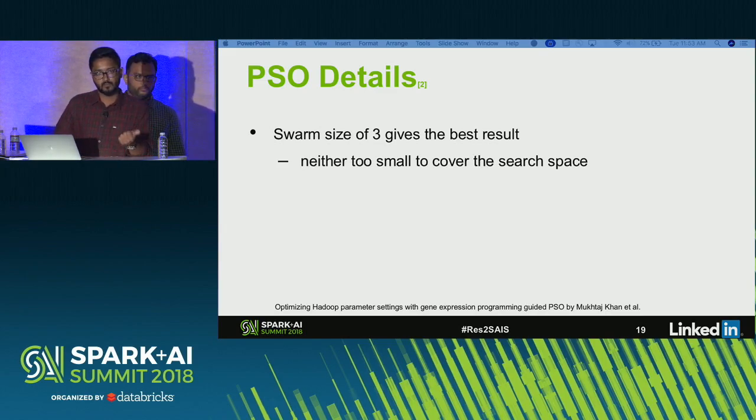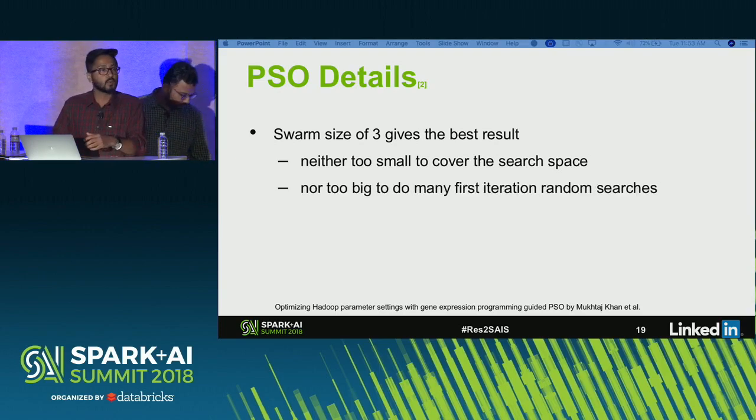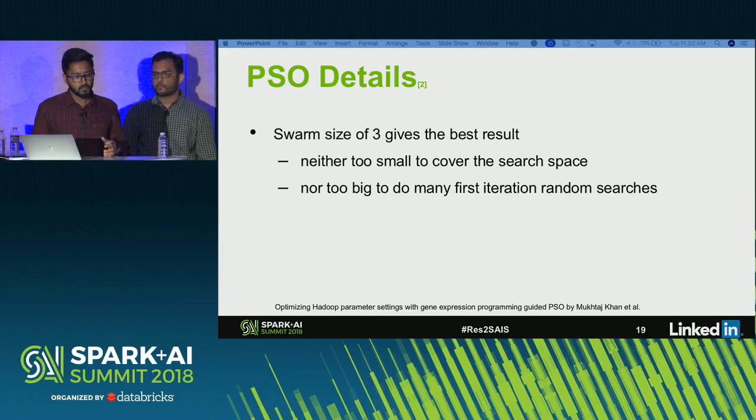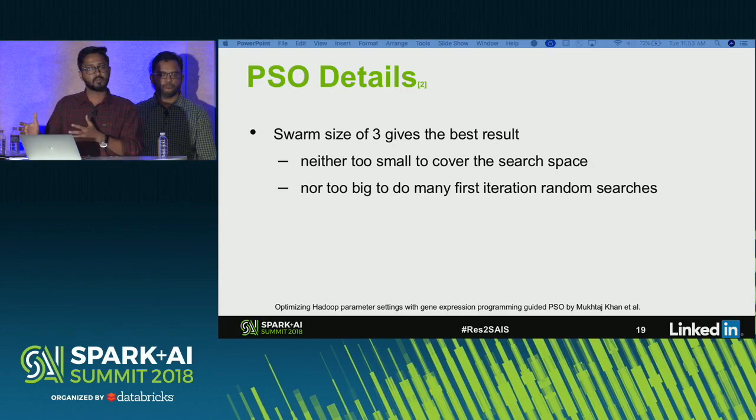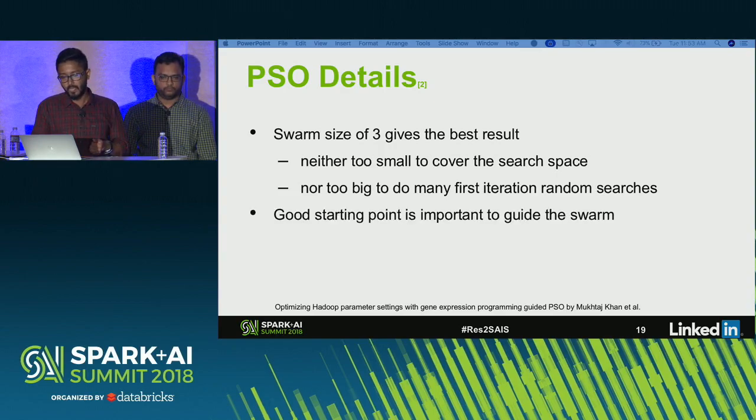The reason was, first, 3 is not too small to cover the search space, and it was not too big to do too many random searches. What I mean by that is, at the start of the optimization process, the algorithm places particles at random positions, each of them computes their fitness. They share the information and then the optimization process starts. So essentially, before the first piece of information is shared, the entire searching is random, and we wanted to minimize that. So that is why we chose 3 as the swarm size.